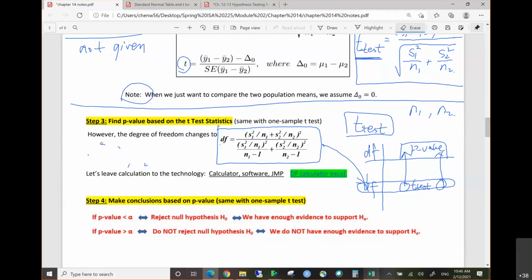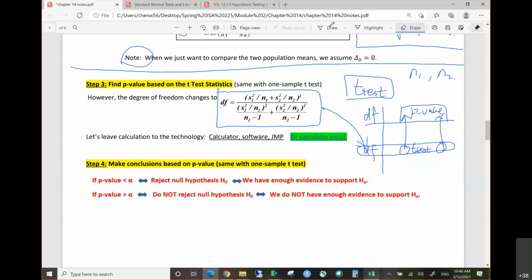After we get the p-values, again, everything is the same. Once you have the p-value, you compare it with the significance level alpha, and then reject your null hypothesis, or you do not reject the null hypothesis. You have enough evidence to support your claim, or you do not have enough evidence to support your claim.